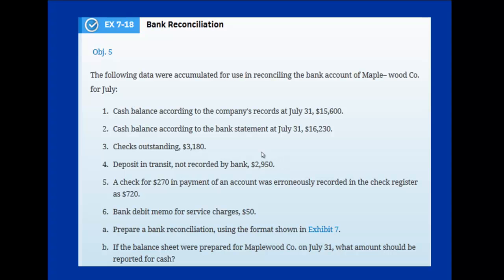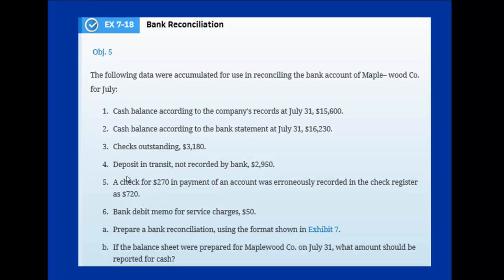Now, the checks that are outstanding and the deposits in transit are going to affect the bank side of the bank reconciliation, and a lot of these other items are going to affect the book side, or our company side. We'll take a look at the solution key here in a second, and hopefully all this will make a little more sense. So there's an error. A check for $270 in payment of an account was erroneously recorded by us as $720. So we made a mistake here.